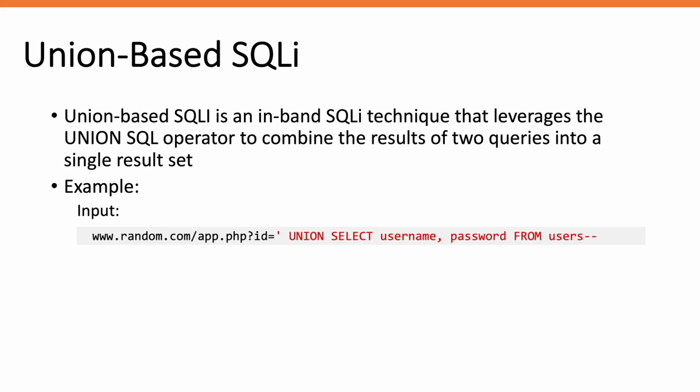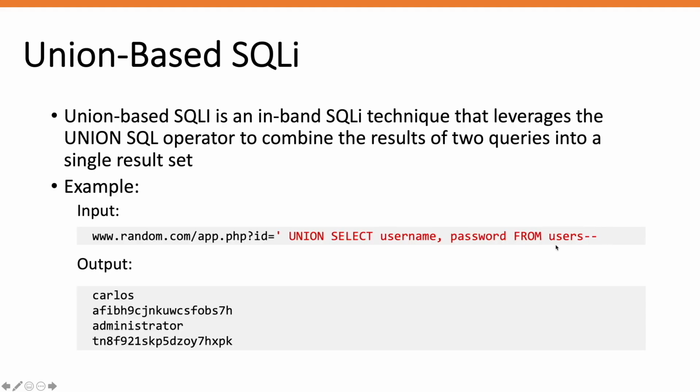Let's take an example. You have your application, www.random.com. It has an ID field that is vulnerable to union-based SQL injection. If you put in a valid ID, then the page will display all the products associated with that ID. Now instead of just displaying the products associated with a specific ID, I want to output the results of another query. In this case, the query is: select the username and the password from the users table, so output all the usernames and passwords from the users table, and then comment out the rest of the query. So in this case, it will output the results of this query over here.